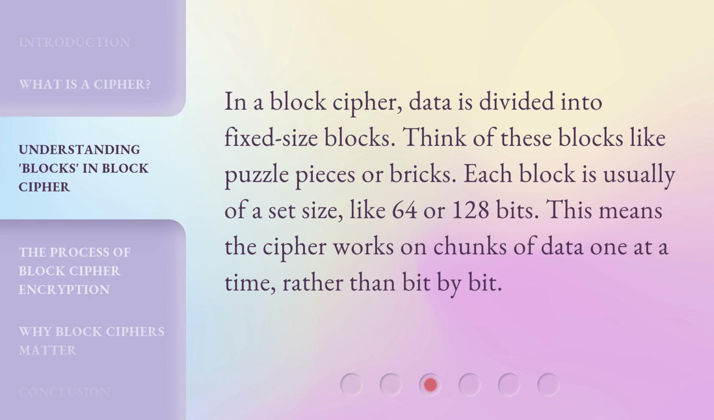In a block cipher, data is divided into fixed-size blocks. Think of these blocks like puzzle pieces or bricks. Each block is usually of a set size, like 64 or 128 bits. This means the cipher works on chunks of data one at a time, rather than bit by bit.